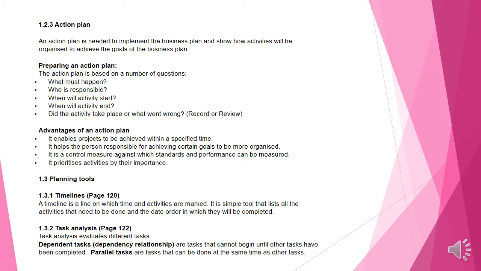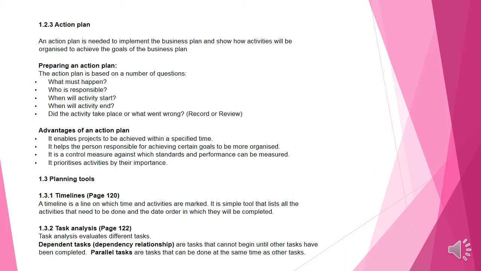The action plan is based on a number of questions. What must happen? Who is responsible for what? When will the activity start? When will the activity end? Did the activity take place or what went wrong? Then you must record or review if the activity has taken place or maybe something went wrong and the activity didn't take place.